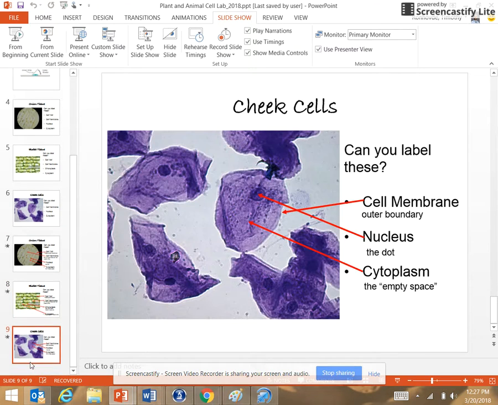After that, you just copied the cheek cell from the whiteboard. We didn't have time to do this in class today. So if you drew a cell and you're able to label the membrane, the nucleus, and the cytoplasm, that's good. No cell wall here because these are animal cells, so they lack a cell wall. All right, so that was our warm-up. Those pictures are available on Schoology.